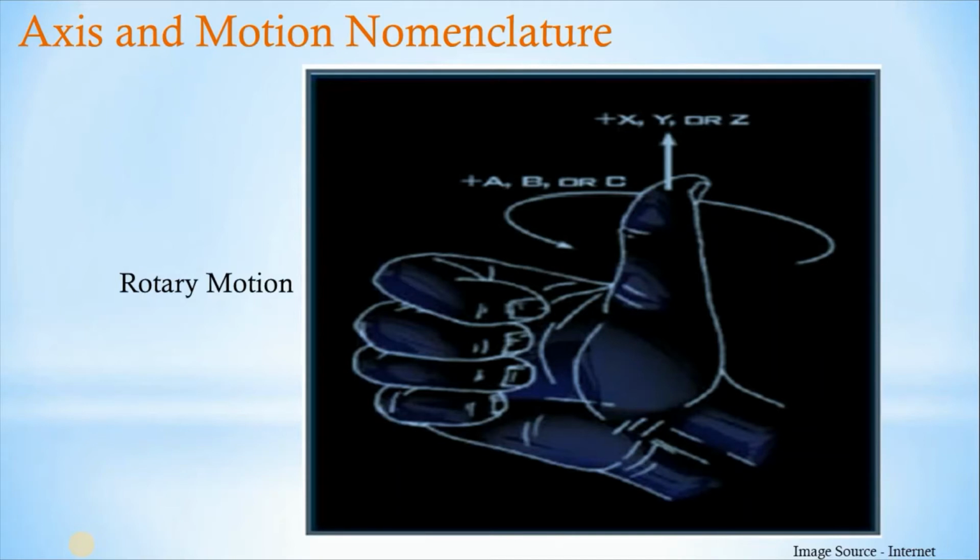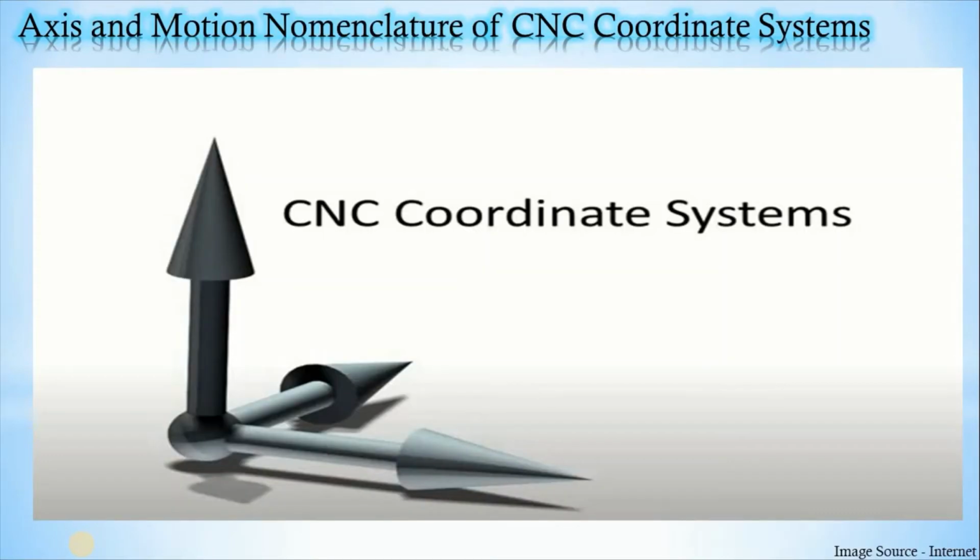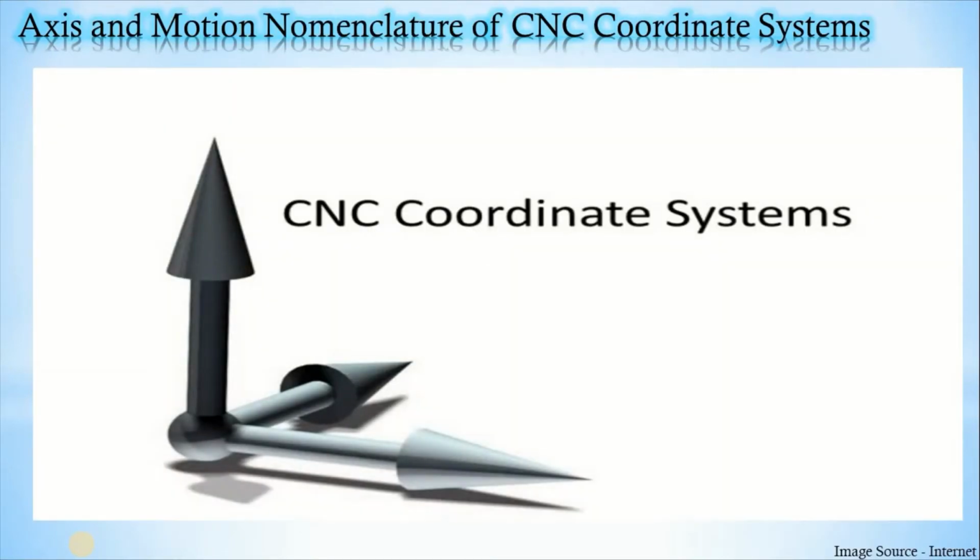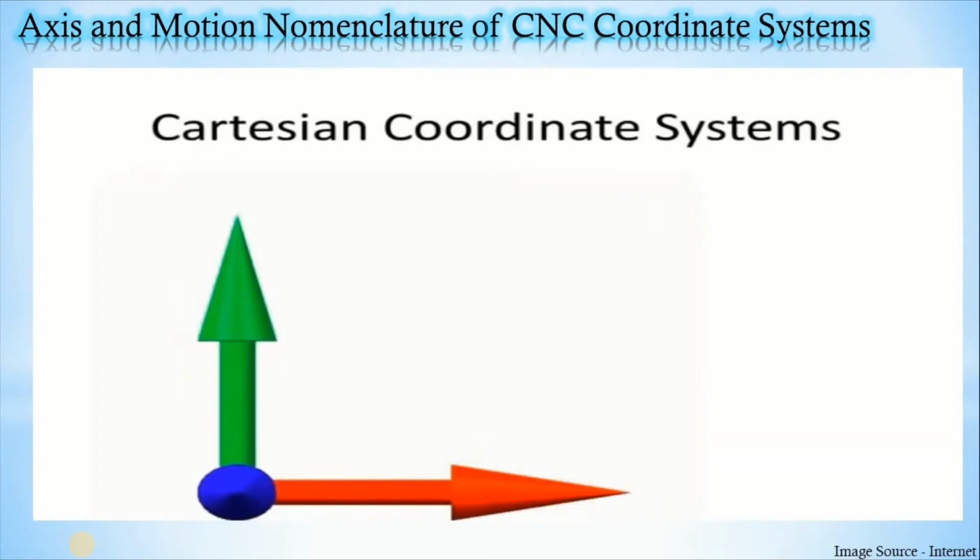These are known as A, B, C, the rotation axes. They are given the names ABC and represent the rotary motion about x, y and z respectively. So for x rotation that is A, for y it is B and for z that is C. So these are the axis and motion nomenclature we are using in the CNC coordinate system, that is the machine coordinate system and rotary motion. Now we are going to see axis and motion nomenclature in the CNC coordinate system.